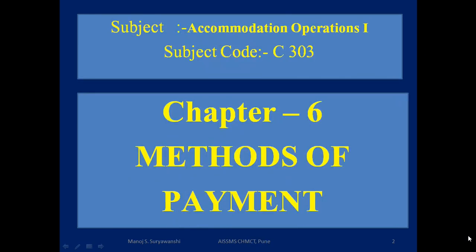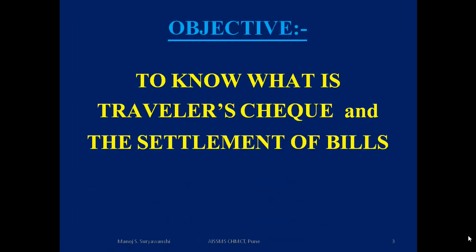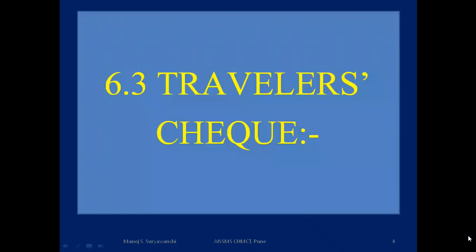Subject Accommodation Operations 1, Subject Code C303, Chapter number 6, Methods of Payment. The objective of this content is to know what is traveler's check and the settlement of bills. 6.3 Traveler's check.